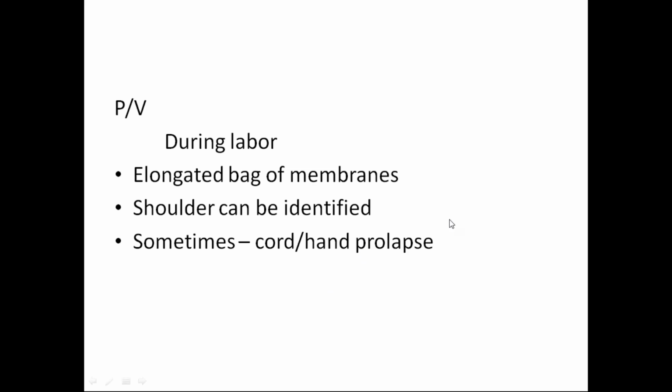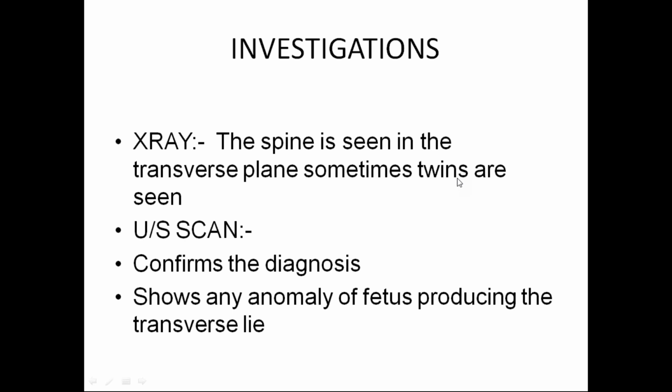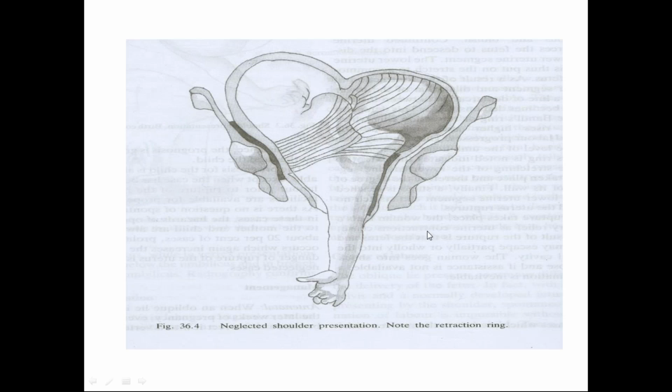So pelvic examination during labor, you will find premature rupture of membranes, or the bag of membranes is not well fitting. Shoulder can be identified. In these cases, whenever the membranes rupture, the patients come late in labor, and you already find a hand coming out or a cord coming out. Nowadays we are not taking any X-rays, so ultrasound usually confirms the diagnosis, and you can even exclude the fetal abnormalities.